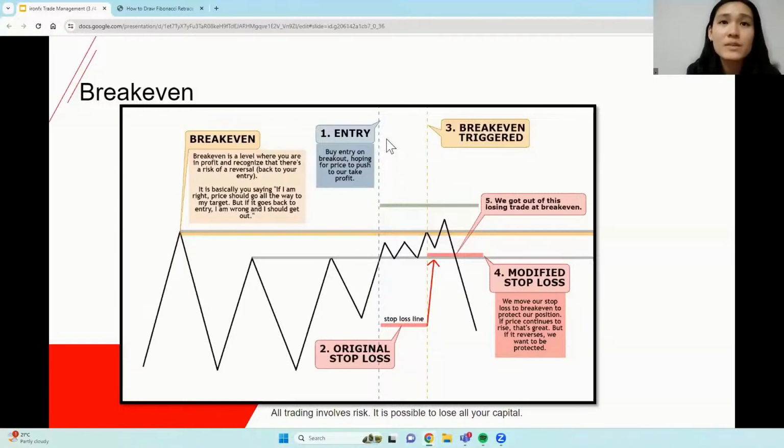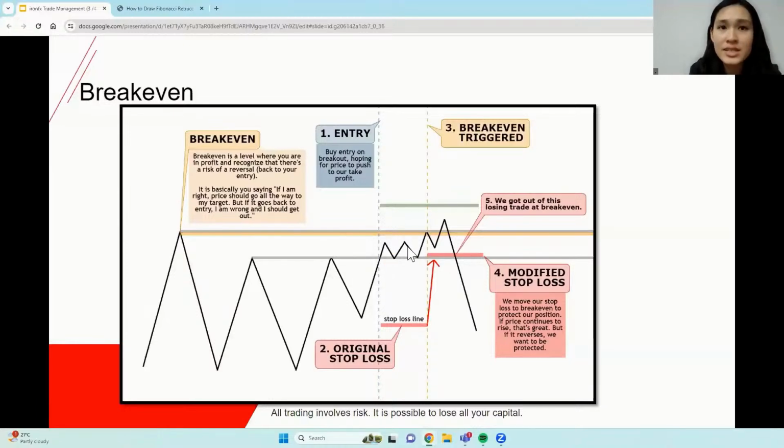So here in this example, our entry level is this blue line here, and it's in line with this double swing high resistance area. This is our entry level because price has broken out of this swing high resistance. Let me just make sure you guys can see my screen. Great. What was I saying? So price has broken out of this double swing high resistance, and this is our buy entry level.